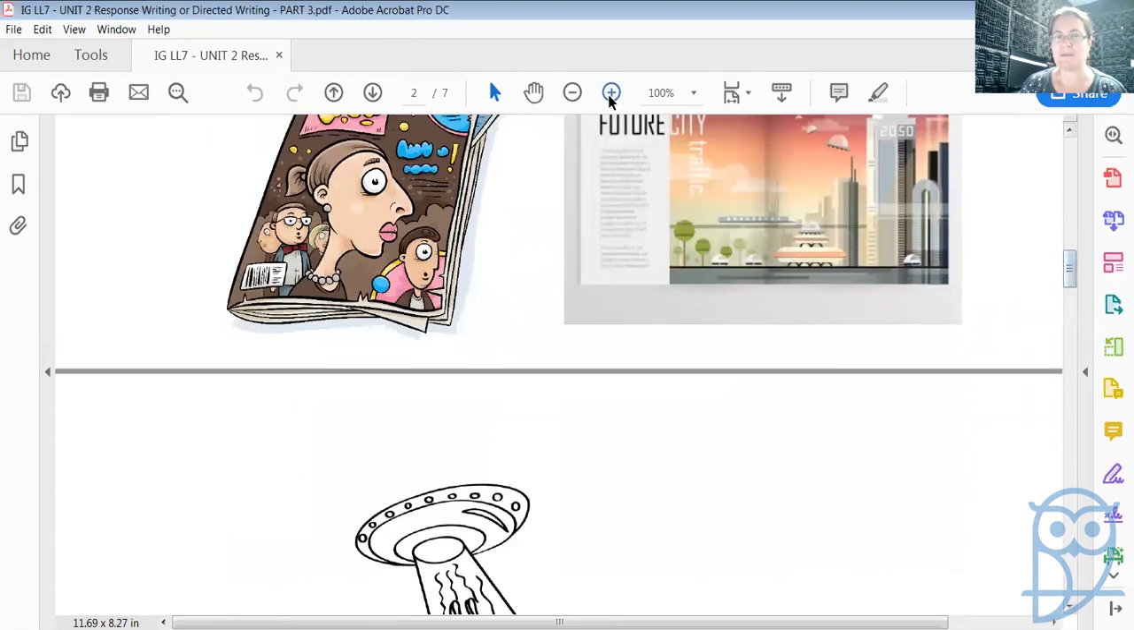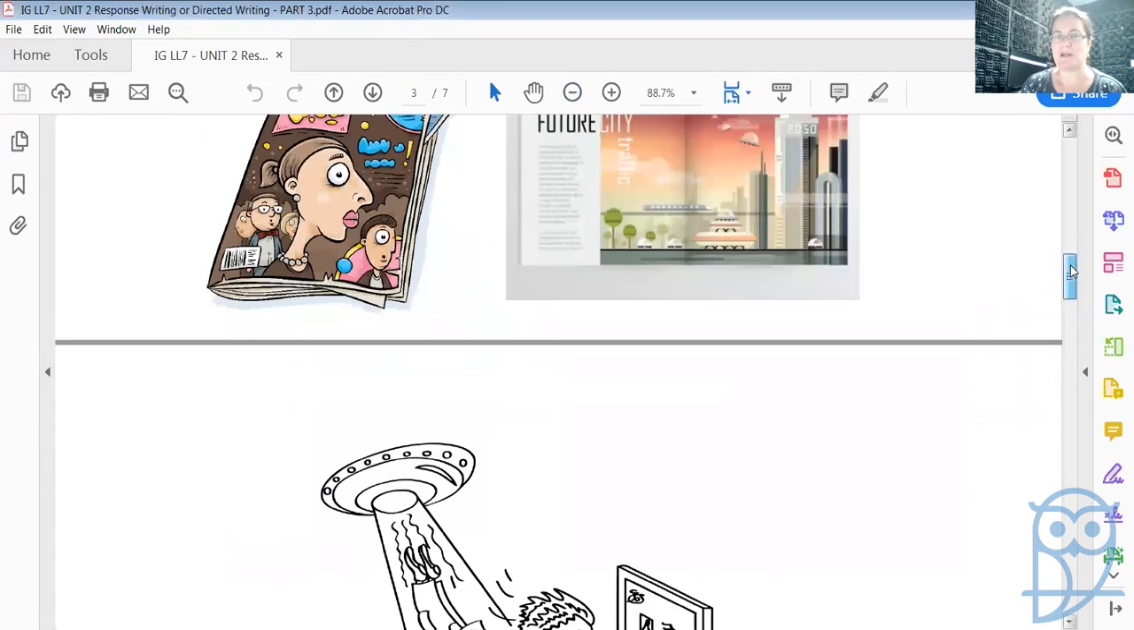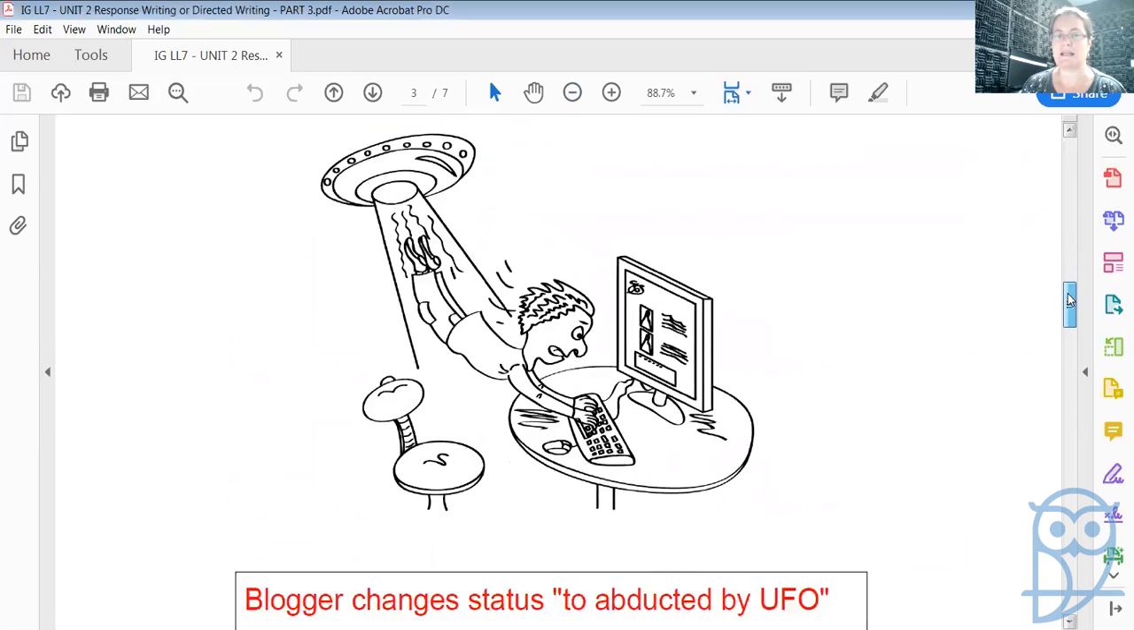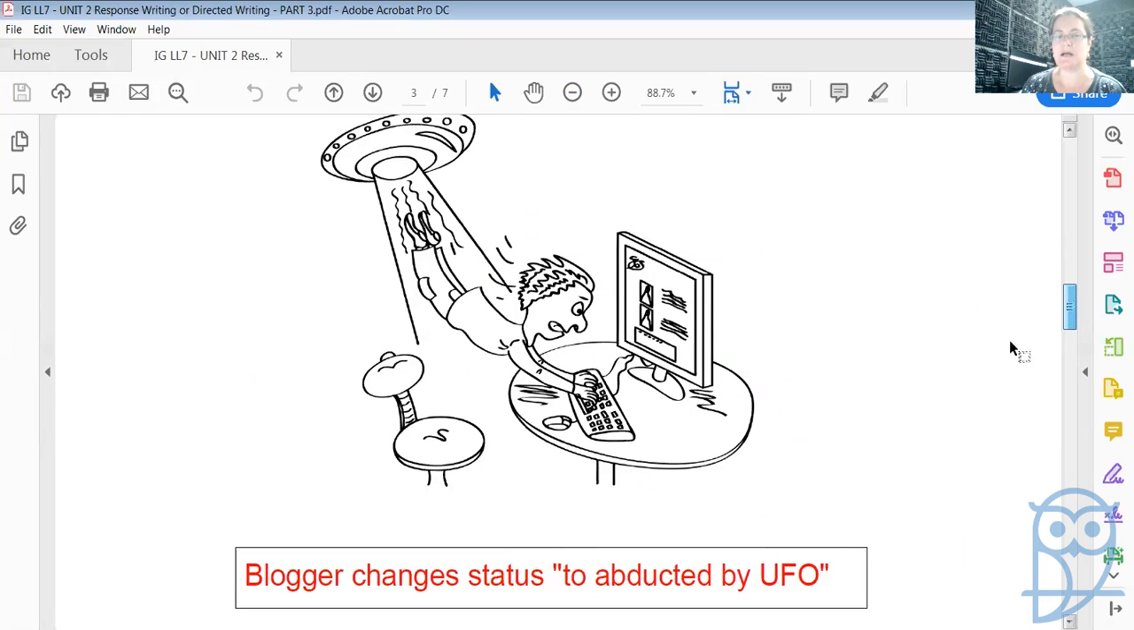And here, I just thought there'd be a nice little joke about bloggers and how dedicated they are to blogging. Look at this UFO abducting this blogger. Blogger changes status to abducted by UFO. Okay, so this probably says quite a bit about people who actually start blogging. I think they're supposed to be quite dedicated, as you can see.